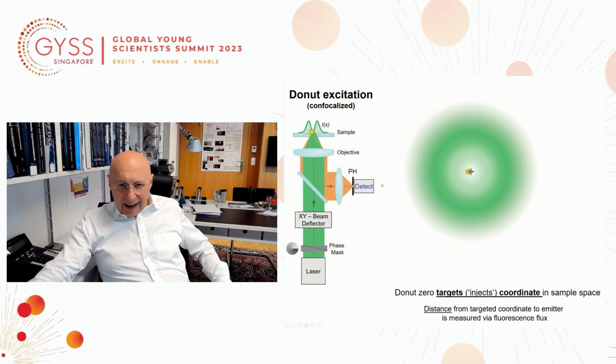If it's slightly away, there will be some emission. If it's far away, like here, there will be strong emission. Just notice that there is no camera. So here we have a normal detector that just counts the number of emissions.